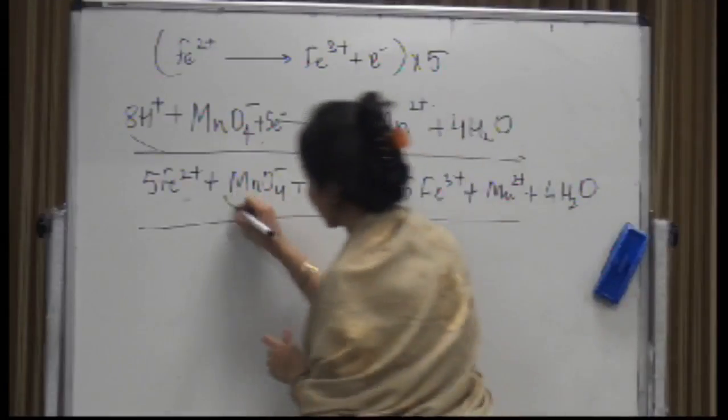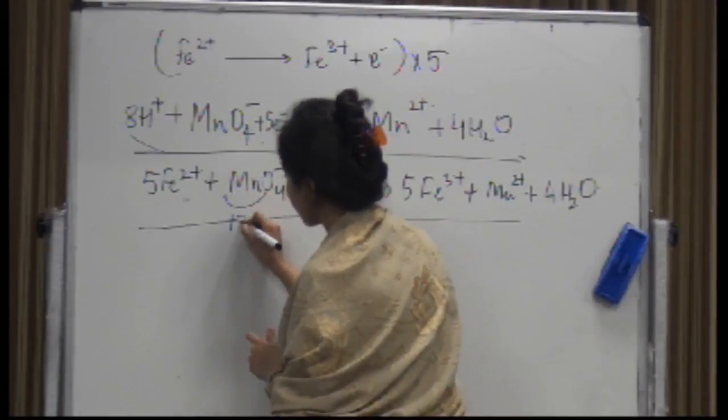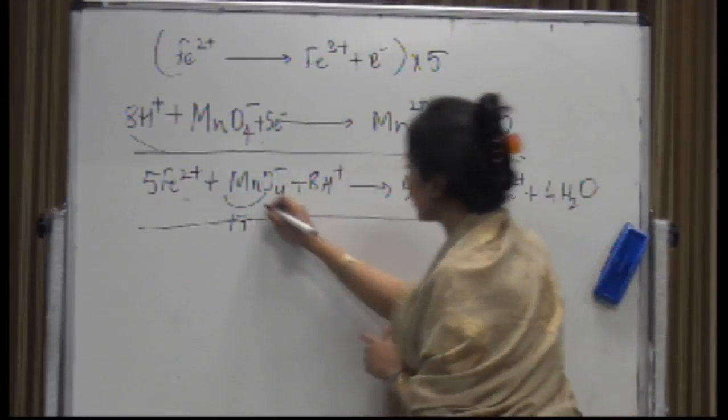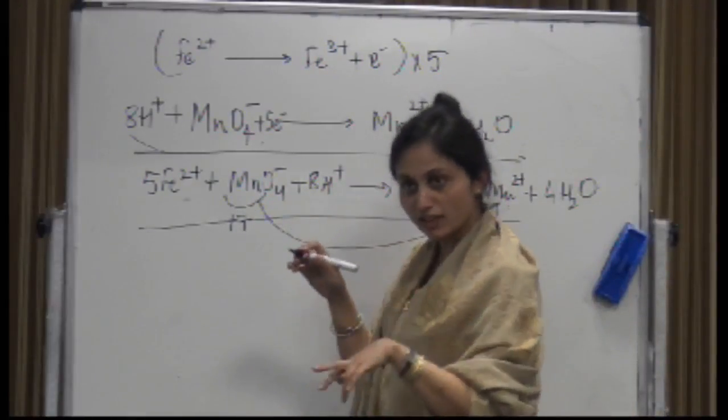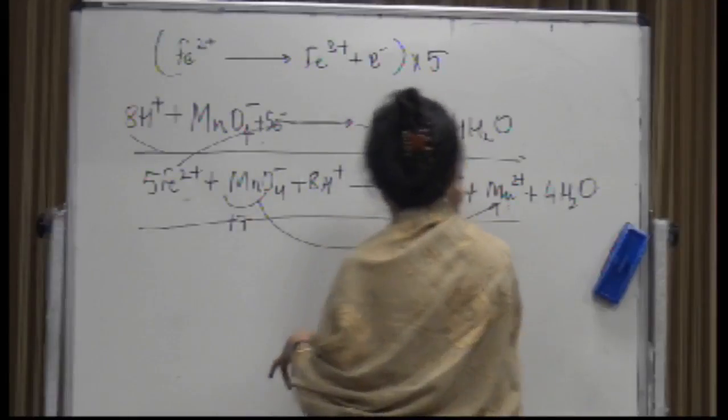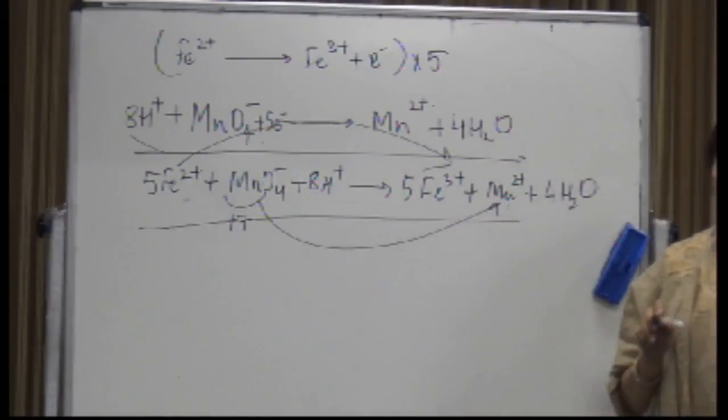And tell me the oxidation state of Mn here. It is +7. From +7 it is getting reduced to +2, and so therefore it is itself getting reduced but oxidizing your iron from +2 to +3 state.